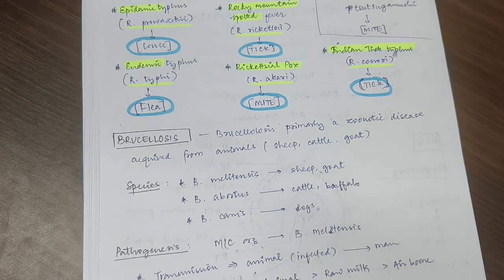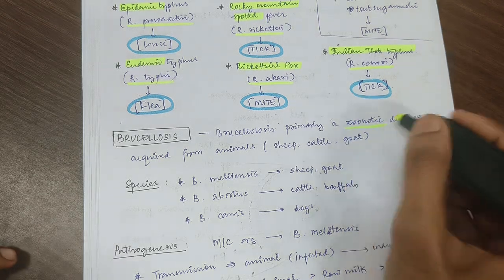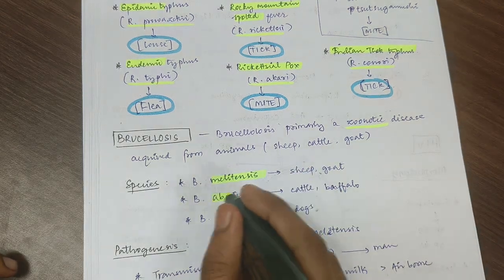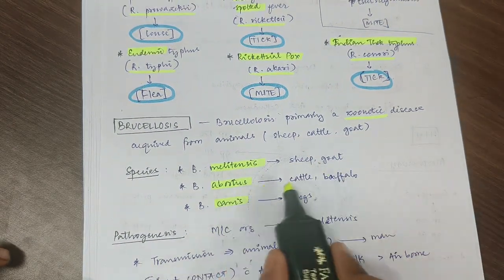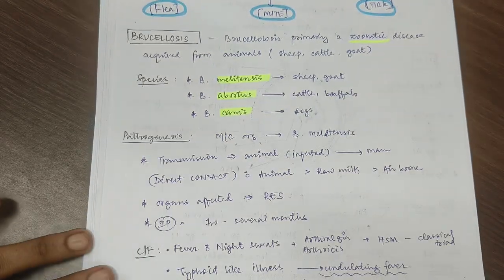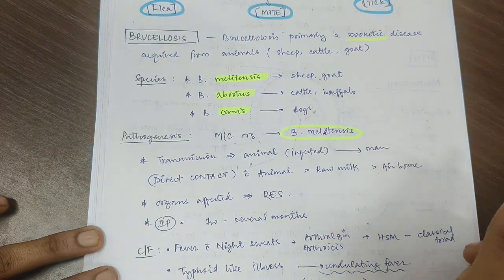Brucellosis is the next disease which you are going to concentrate on. Brucellosis is basically a primary zoonotic disorder. Remember, it is zoonotic, acquired from animals such as sheep, cattle, and goat. There are three species: melitensis, abortus, and canis. Melitensis is in sheep and goat, abortus in cattle and buffalo, canis in dogs. Pathogenesis: the most common organism you are going to encounter is Brucella melitensis.